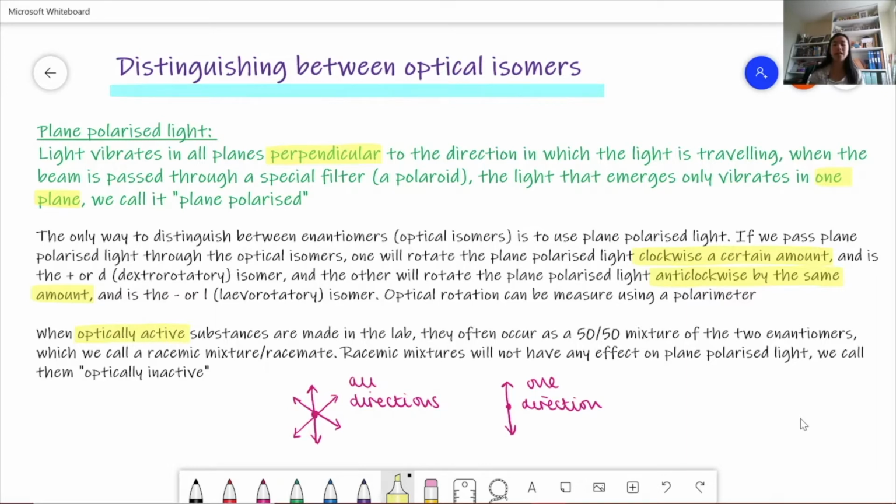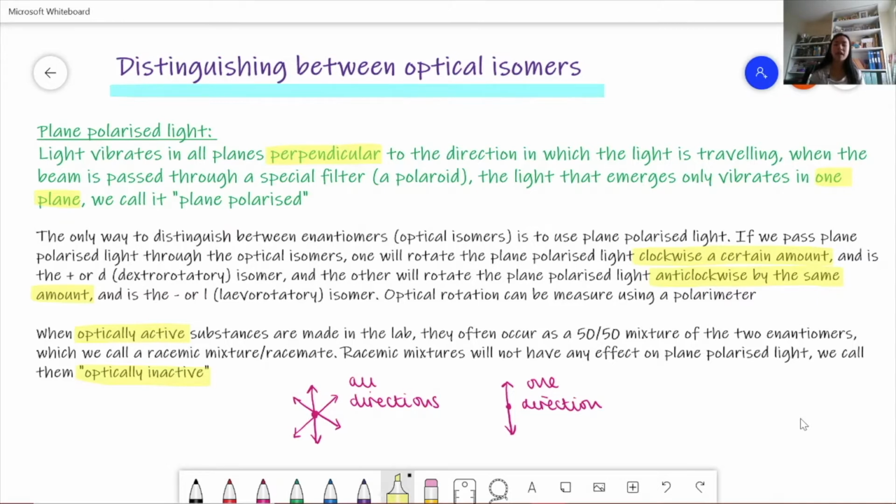And what an optically active substance is, it's just a substance with a chiral center that we can get two enantiomers out of. And so because they occur as a 50-50 mixture, which is called a racemic mixture or a racemate, these racemic mixtures won't have any effect on plane polarized light. And so we call them optically inactive mixtures. And that's because you'll have the minus isomer as well as the plus isomer.